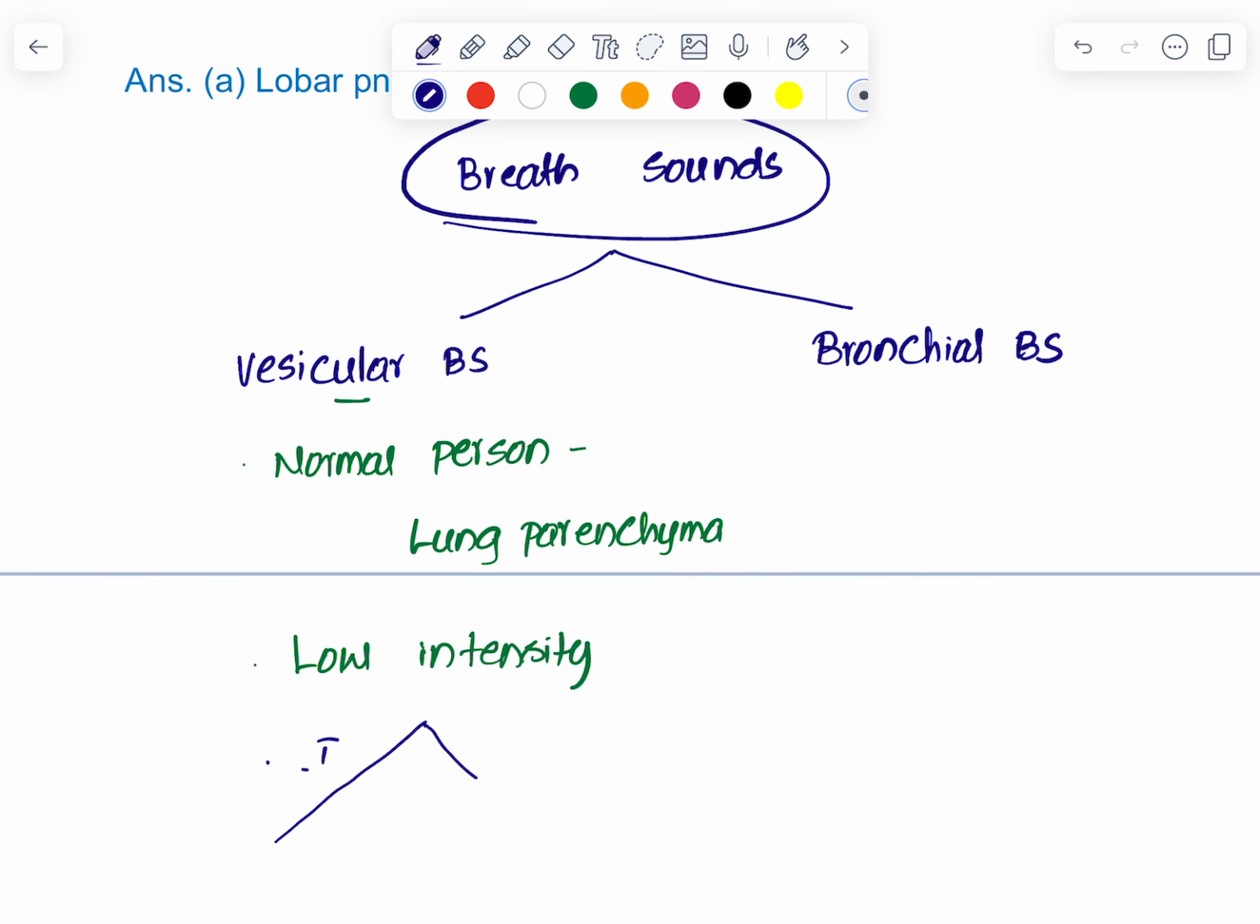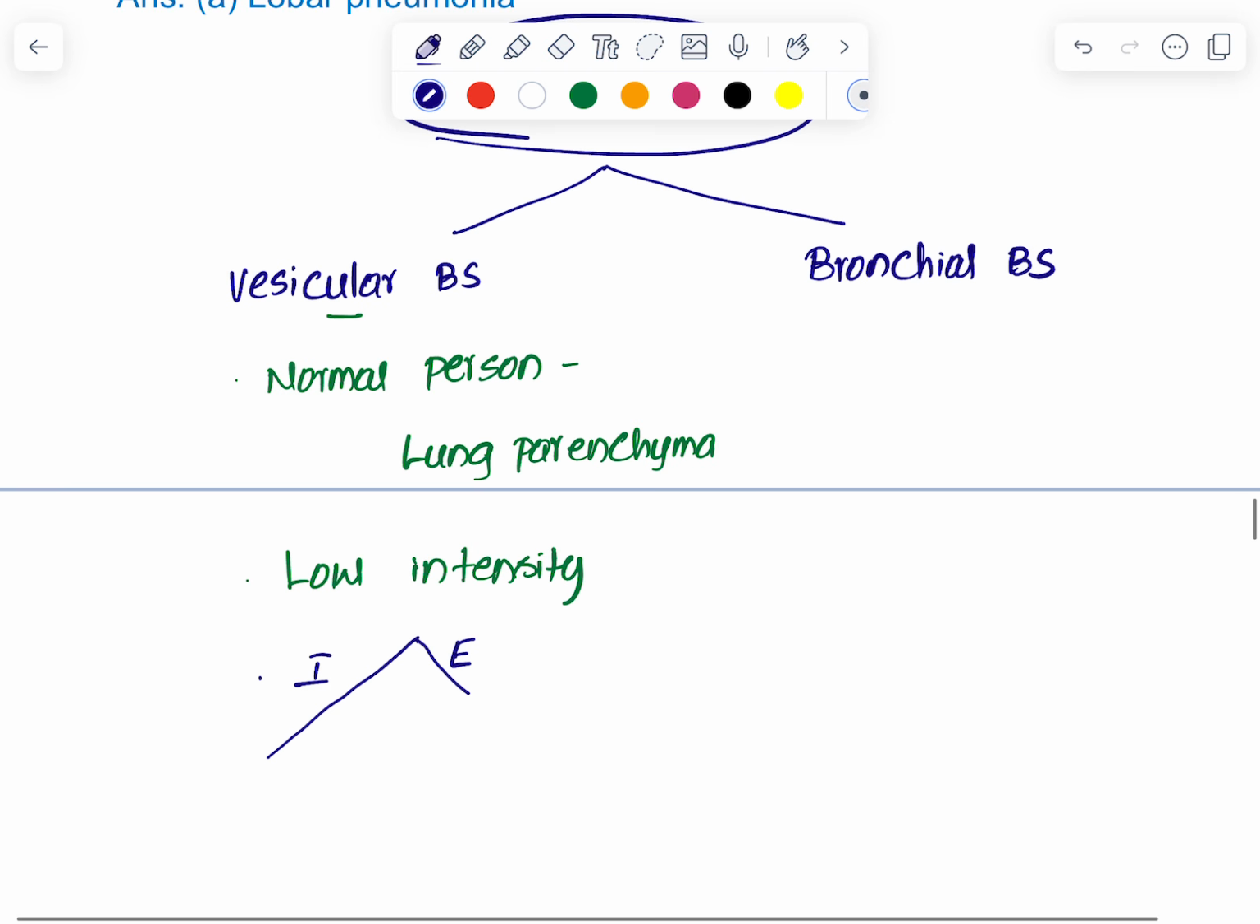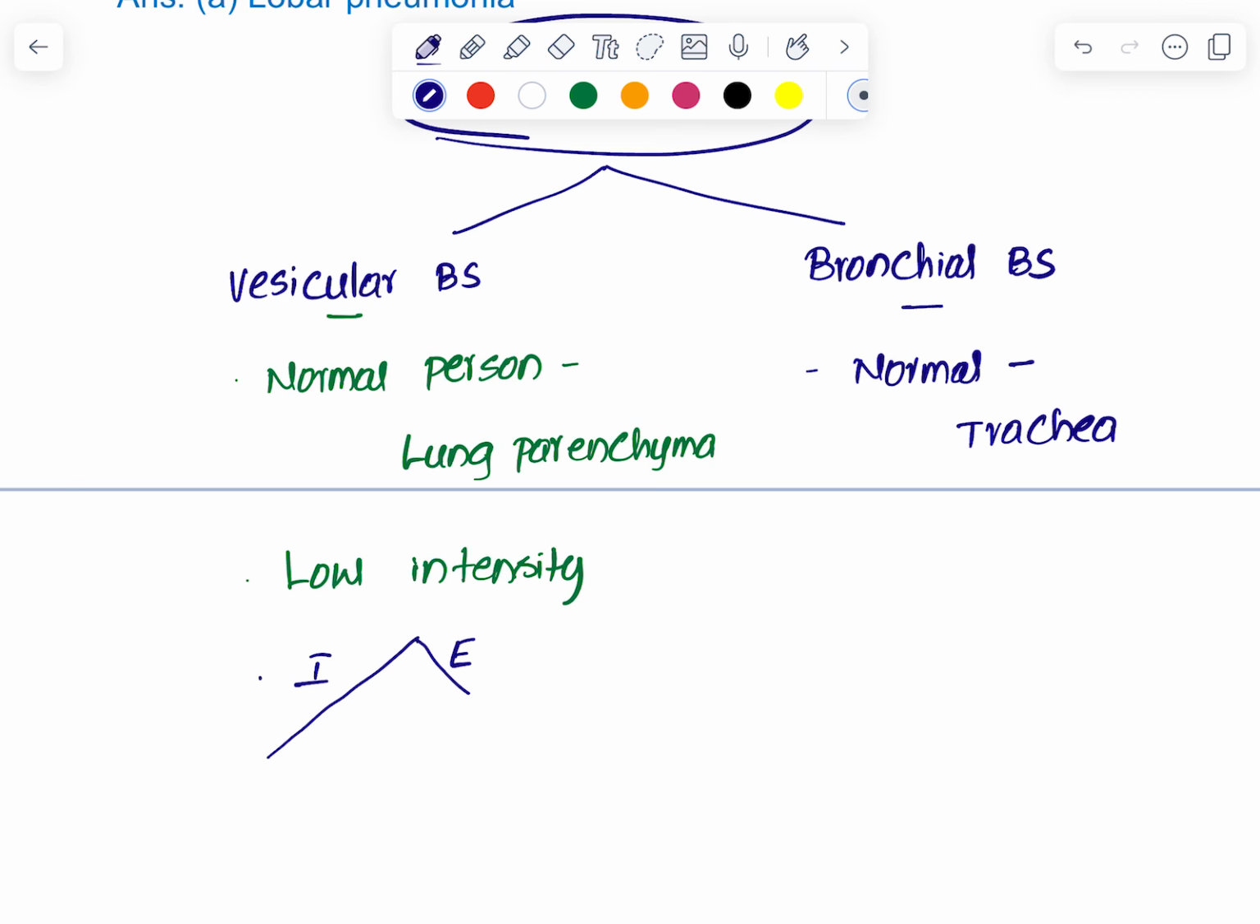So this is inspiration and this is expiration. This is the characteristic feature of vesicular breath sounds. Whereas bronchial breath sounds, can you listen to that in a normal person? Yes. In a normal person, you can listen to bronchial breath sounds over the trachea. Otherwise, bronchial breath sounds are pathological. If you are listening to bronchial breath sounds over the lung parenchyma, then they are considered pathological.